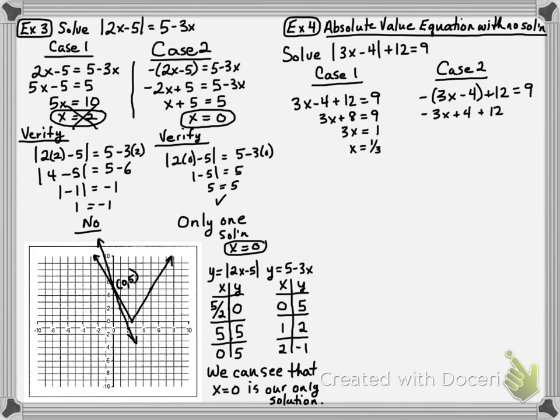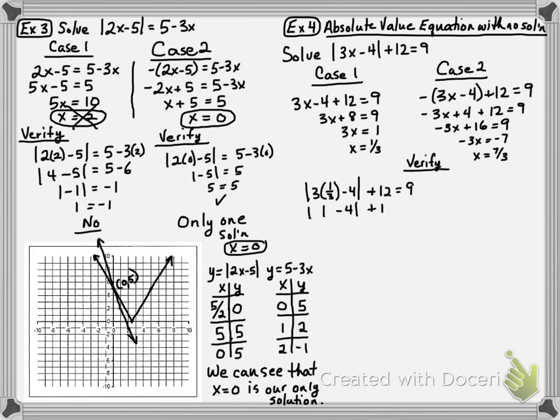On the other side, we're going to get negative 3x plus 4 plus 12 is 9. 4 and 12 is 16. And now we can subtract 16 from both sides. And negative 3x is negative 7. Divide both sides by negative 3, and x will equal positive 7/3. When you verify, neither of them are going to work.